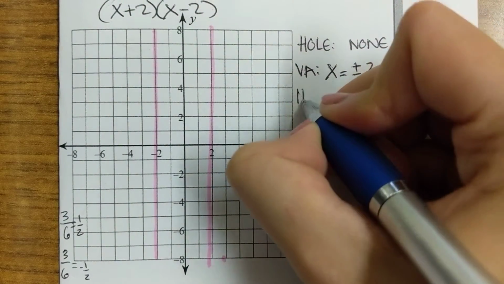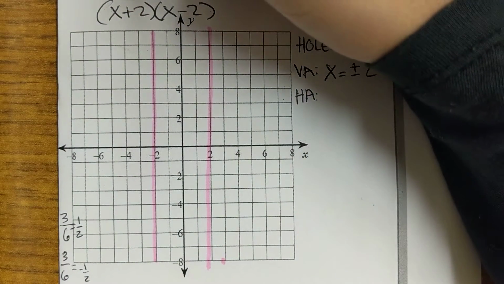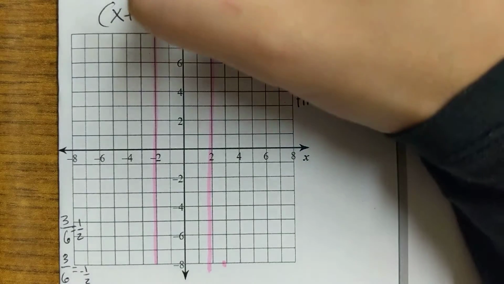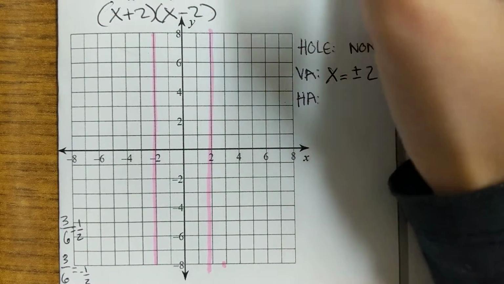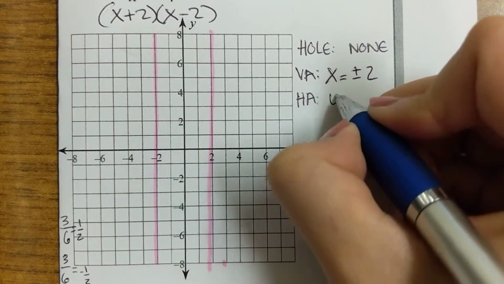Then I need the horizontal asymptotes. Okay, horizontal asymptote depends on the degree of the numerator and the denominator. The degree of the numerator is 1, denominator is 2, 1 is less than 2. Therefore, you have a horizontal asymptote at y equals 0.